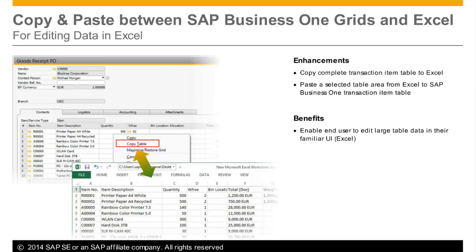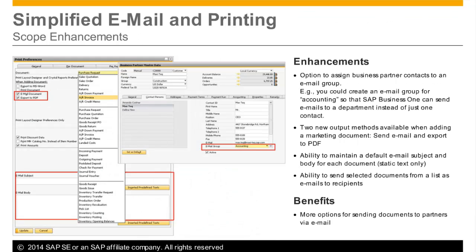There is a further way to handle transactions with a large number of items. In 9.1, you can copy the whole visible item table and paste it into a spreadsheet like Excel. In the spreadsheet, you can edit the table and copy and paste the content back to the item table in SAP Business One.